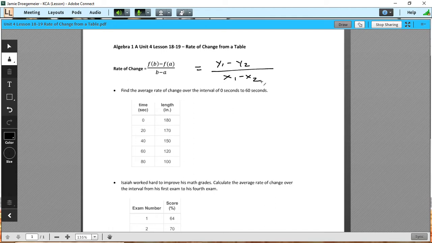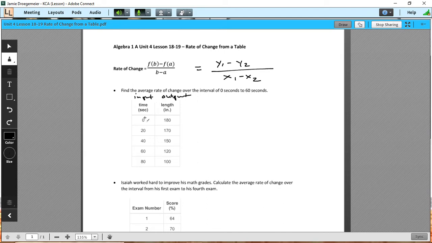So if we look at this first problem, it asks us to find the average rate of change over the interval of 0 seconds to 60 seconds. They've given us some different times and lengths. We want to know from 0 seconds to 60 seconds, what is that rate of change? And so when we're talking about A and B and f of A, f of B, basically we're saying inputs, outputs.